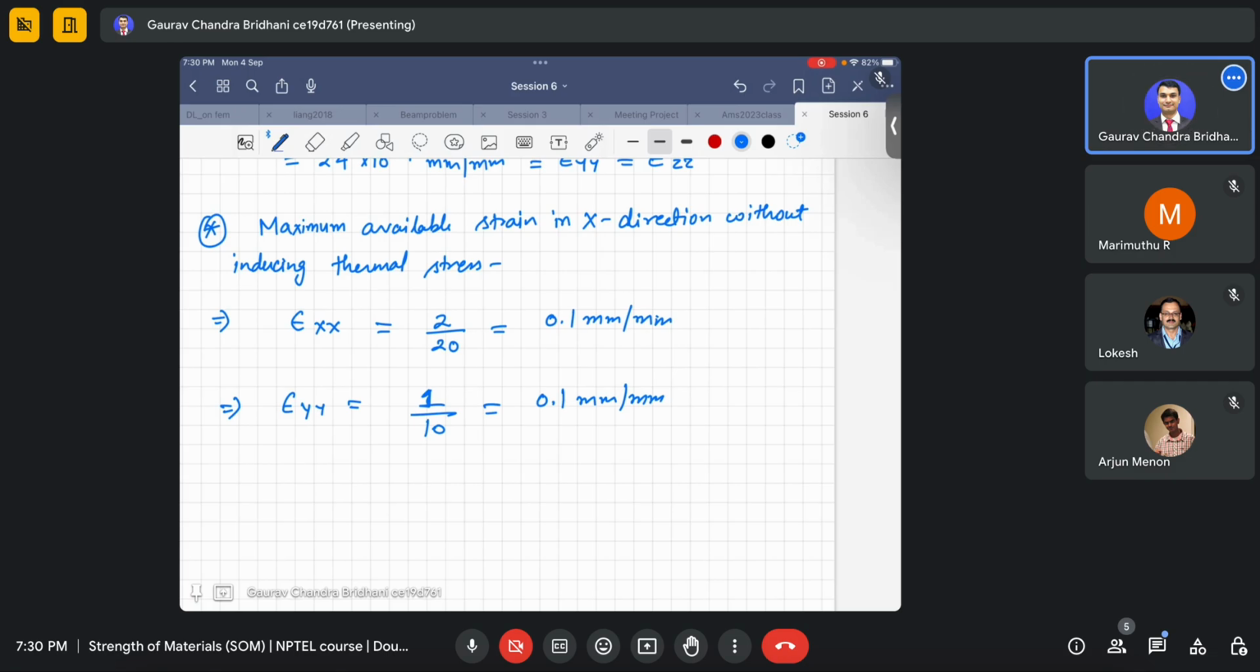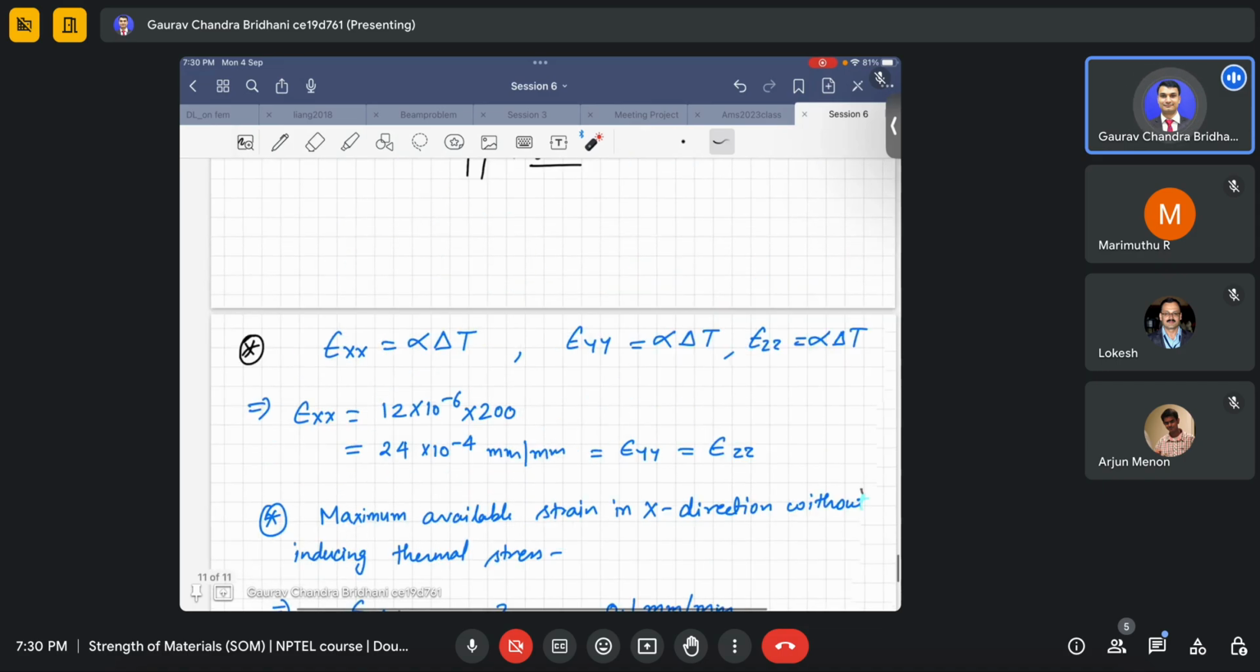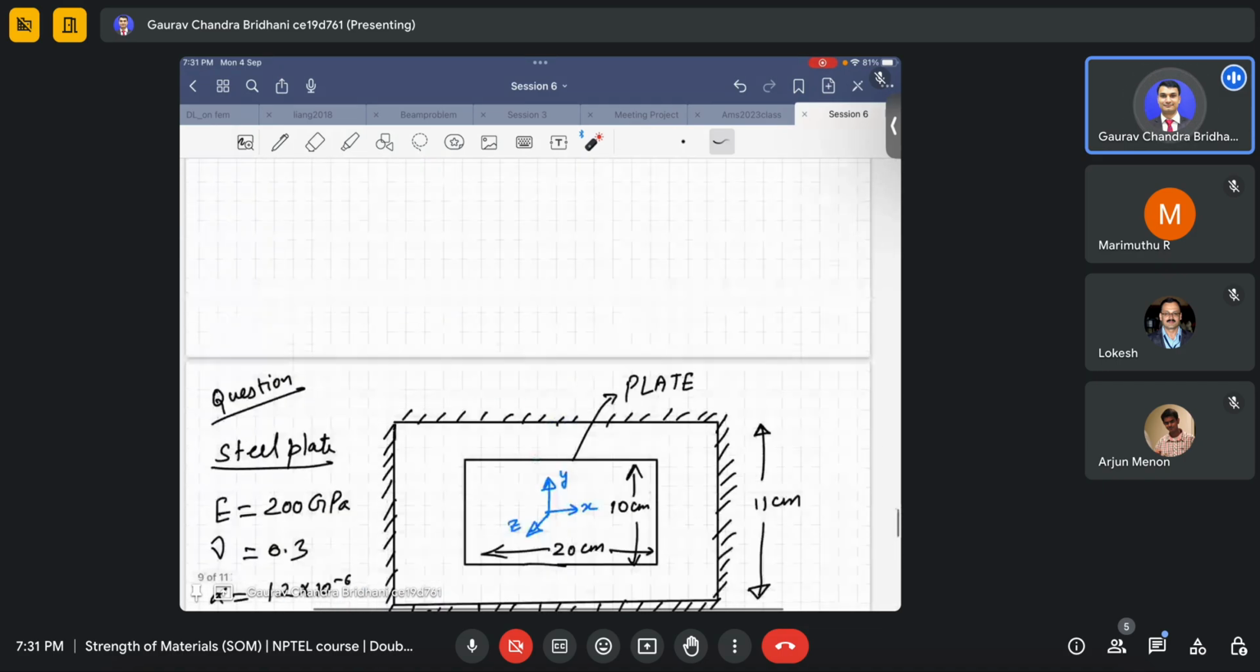Okay. That means, see, your thermal strain is 24 into 10 to the minus 3. What is your actual available strain? It is this. That means it can easily expand that much. So there will be no stresses at all, because it can very easily expand in that much area.